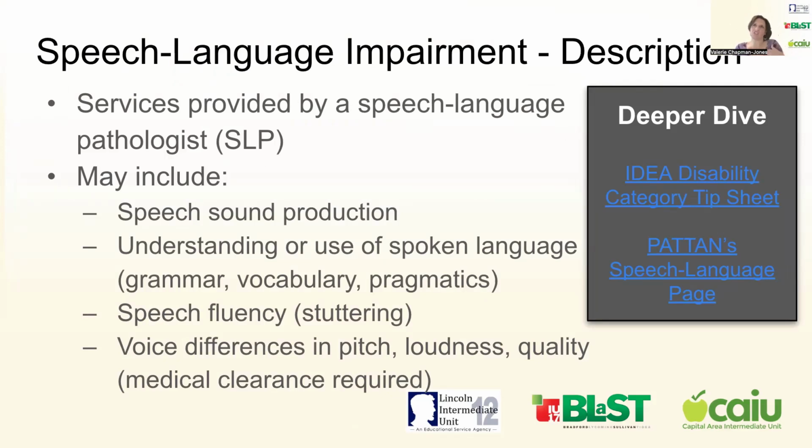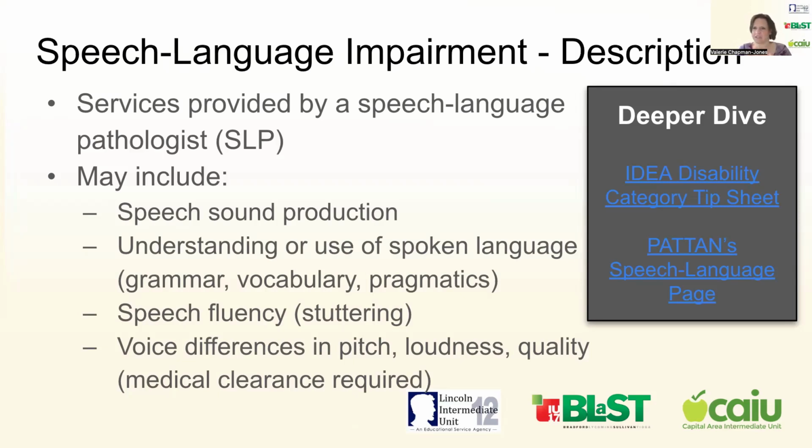Speech language pathologists provide a diverse type of services. Not every student who qualifies for speech language impairment has the same profile. This includes speech sound production. So, for example, students who have a lot of incorrect sounds, like they may say W's for L's, they may say D's for TH's, they may be difficult to understand. It may be related to the understanding of, so comprehension or use, the verbal expression piece of spoken language.